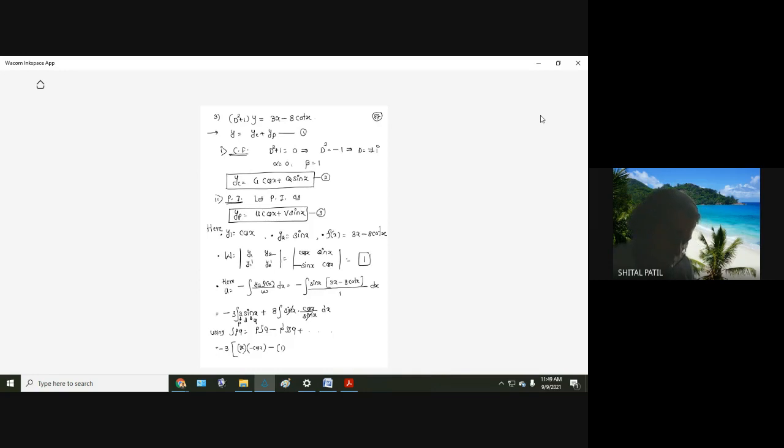Integration of Q twice. Integration of sin is, first integration is minus cos x. One more integration, minus sin x. Next term is 0, so no need to write it. Plus 8, integration of cos x is sin x. So three x cos x minus minus minus, so minus 3 sin x plus 8 sin x.